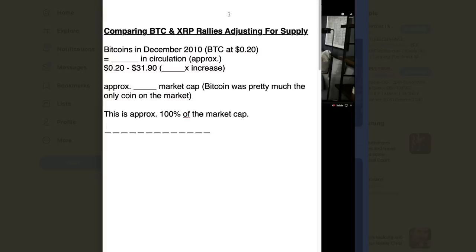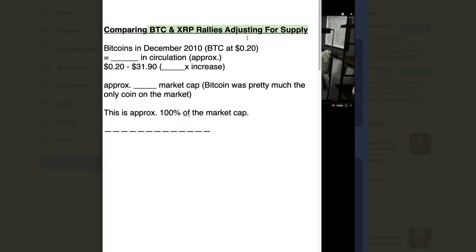I wanted to essentially compare the Bitcoin rallies with XRP rallies, adjusting for supply. That is important to note because one of the arguments against XRP being able to rally to triple digits is because there is so much supply. Well, I took a look at Bitcoin and I adjusted for supply when Bitcoin was worth 20 cents. And so let's start there.